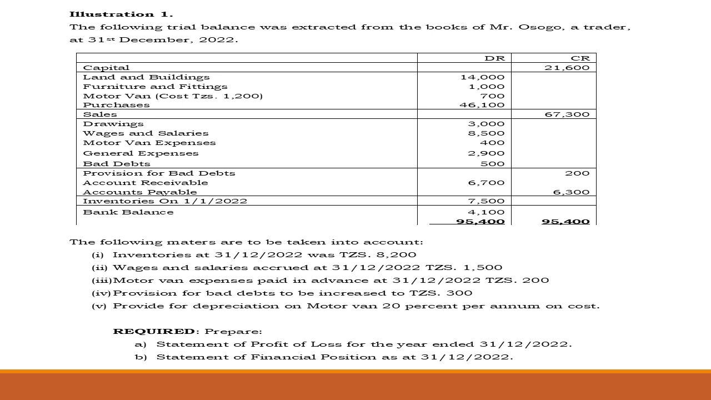Remember that we have a provision for bad debts on the trial balance, that is 200. Now we have to increase it to 300. Also provide for the depreciation of the motor van at 20% per annum on cost. Required: prepare a statement of profit or loss for the year ended 31st December 2022, and also a statement of financial position as at 31st December 2022.